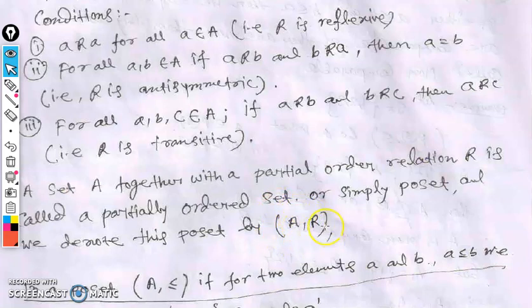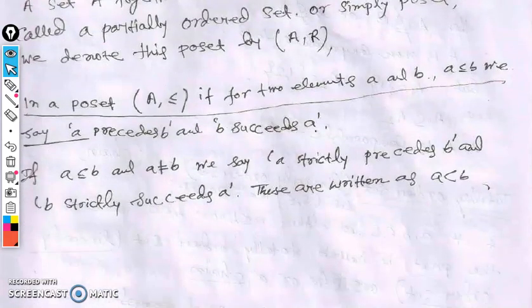With respect to this relation, it may happen that if we define another relation, the set would not be a Poset or partially ordered set. The partially ordered set is marked as Poset: P for partial, O for order, and set for set. So here we consider some important results in a Poset.